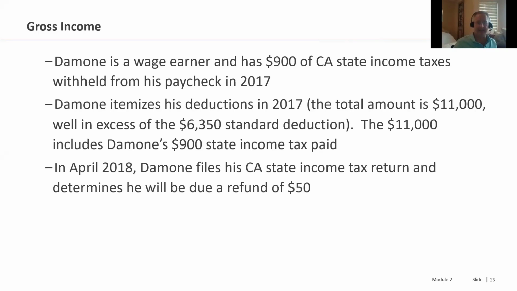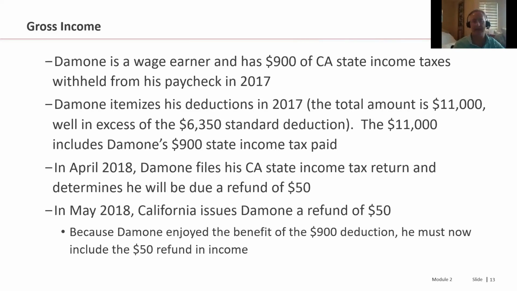In 2018, when he files his California state income tax return, he determines he's going to get a refund of $50, noting that the individual income tax system is a truing up system when you file, right? It's really just matching what you've paid in versus what your actual tax liability is. To the extent you owe, you make an additional payment. To the extent you've over withheld, you get some of that back. In May 2018, California issues Damone his state income tax refund of $50.